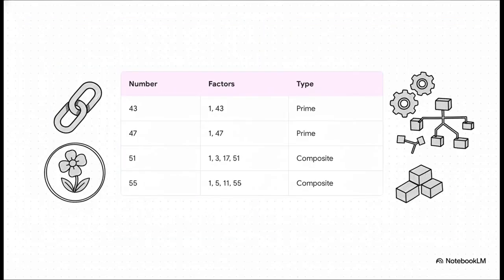Let's put this to the test. Take a look at the number 43. What do you think? Is it prime or composite? I'll give you a second. It's prime. Its only factors are 1 and 43. Okay, what about 51? This one's a little trickier, but it's actually composite because 3 times 17 is 51.